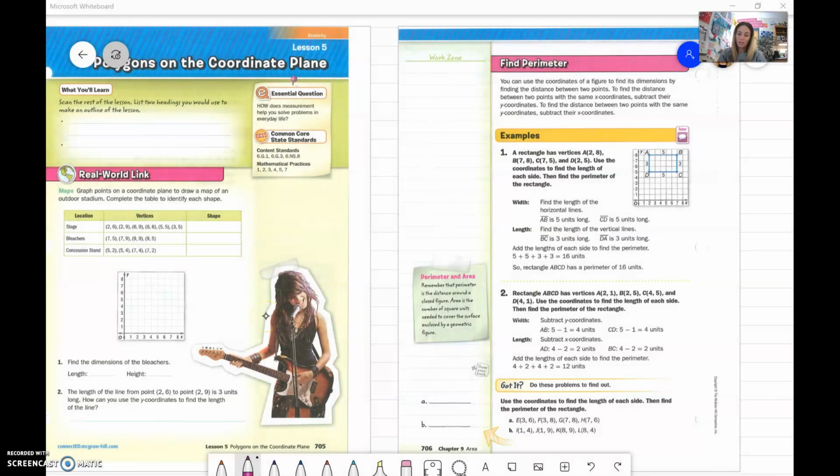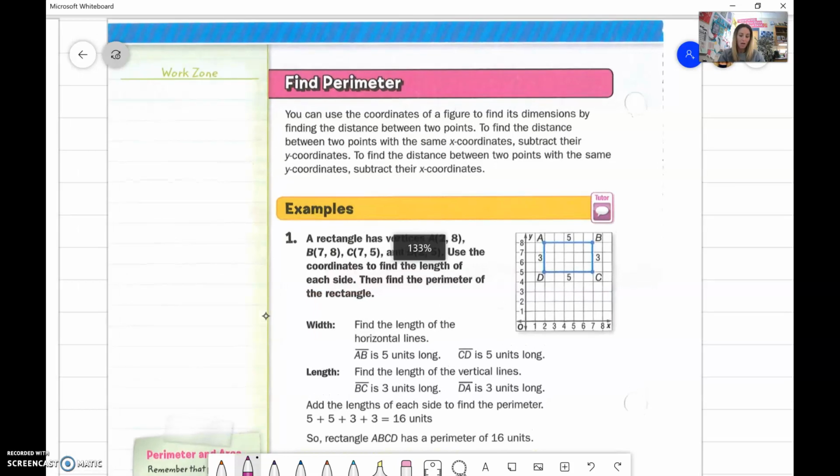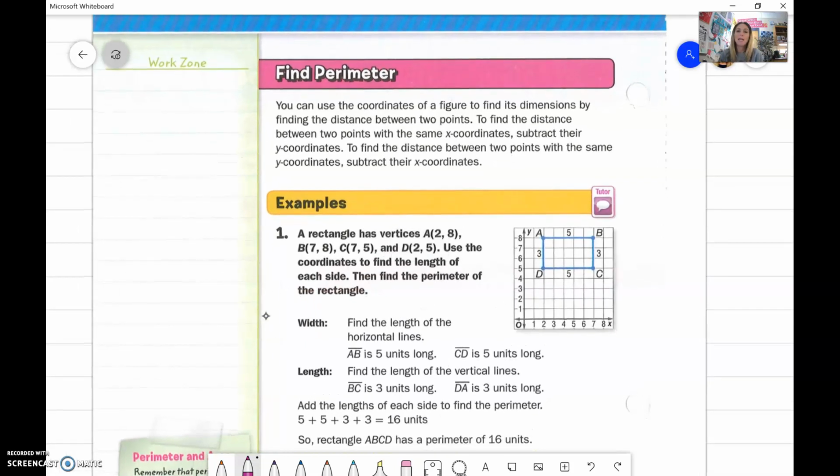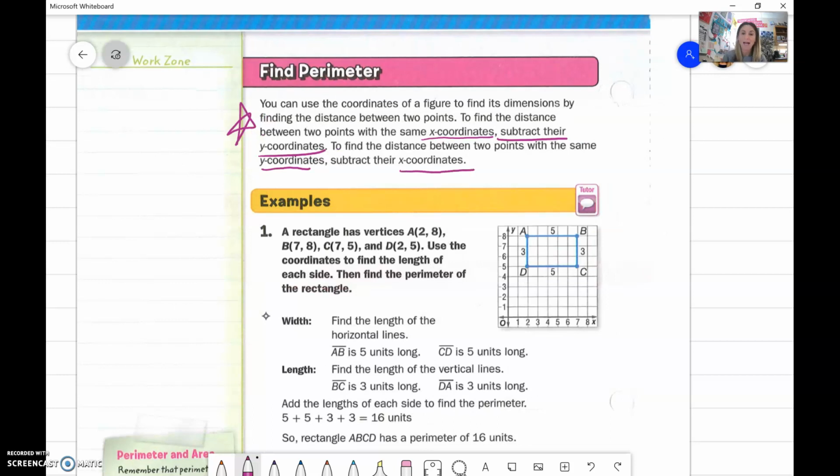Taking a look at page 706, we are first going to start with finding the perimeter. Let's read what it says here. You can use the coordinates to find its dimensions by finding the distance between 2 points. To find the distance between 2 points with the same x-coordinate, we subtract their y-coordinates. Then, to find the distance between 2 points with the same y-coordinate, we subtract their x-coordinates.